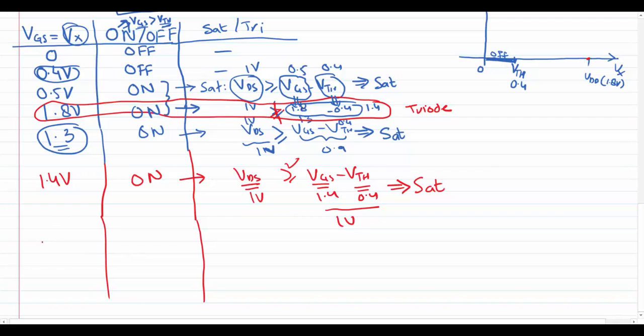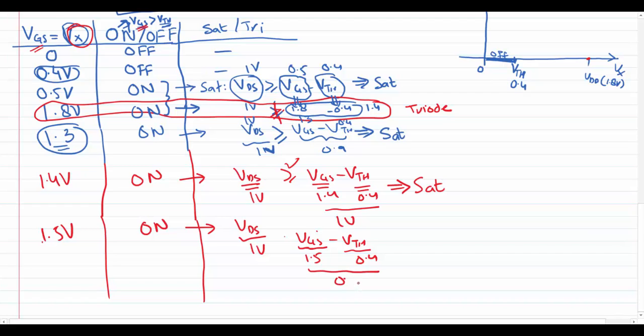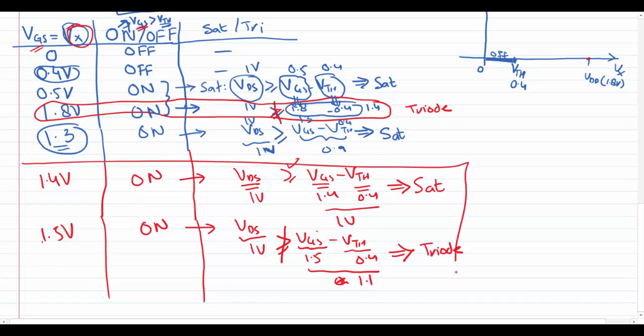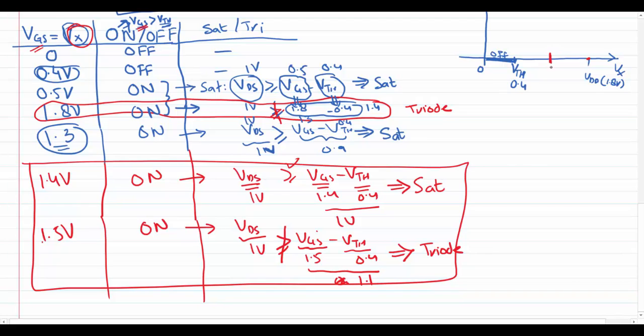Let's just take 1.5 volt. So now Vx is 1.5 volt, device is on because VGS is greater than 0.4 volt. Now let's just see what VDS is. VDS is fixed to 1 volt and VGS minus VTH. VGS is 1.5 volts and VTH is 0.4 volt. That turns out to be 1.1. So this inequality does not hold true. So we can say that we are in a triode region. So from here we can see something interesting happening. What we can see is 1.4 volt is the value of Vx where the device is going to change its region of operation.